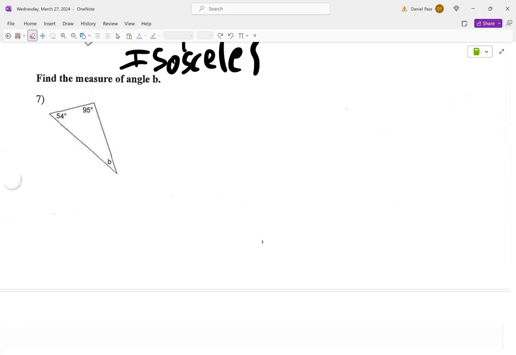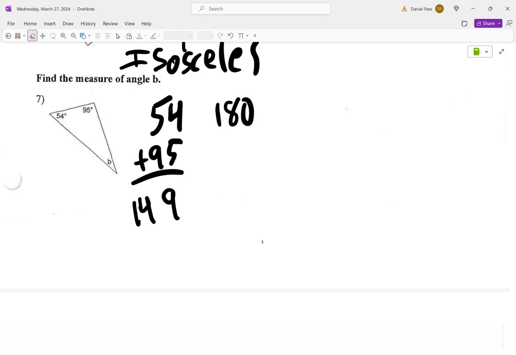Okay, how do we do this problem, Gatorade? Alright, so you gotta put 54 on the top, and then 95 on the bottom. And then you gotta add those two. Add them together, very good. And we get 149. And then you put 180 and then 149.